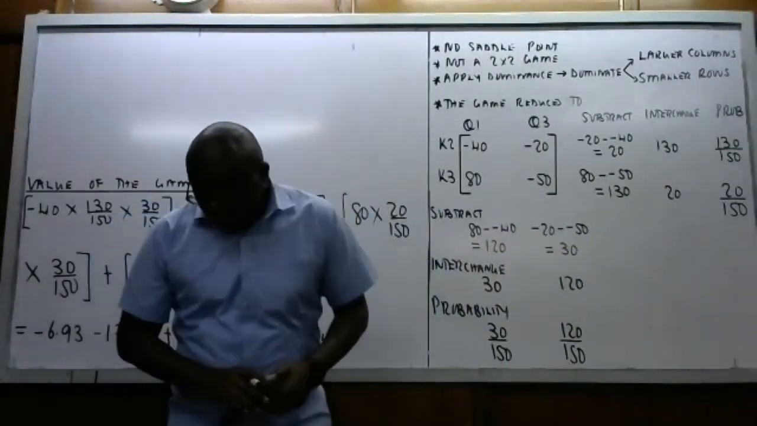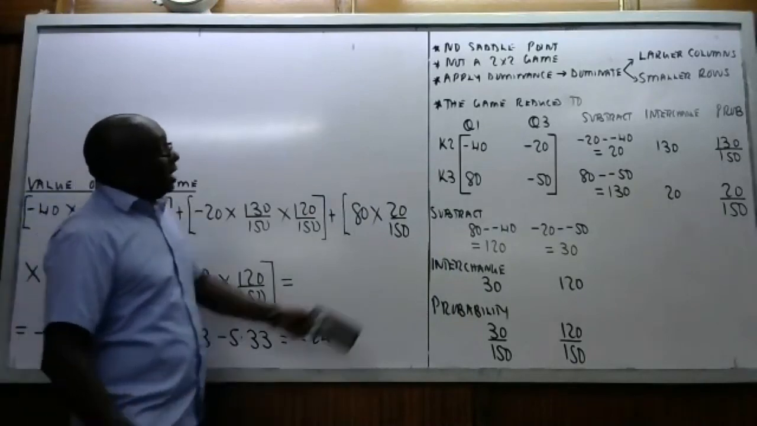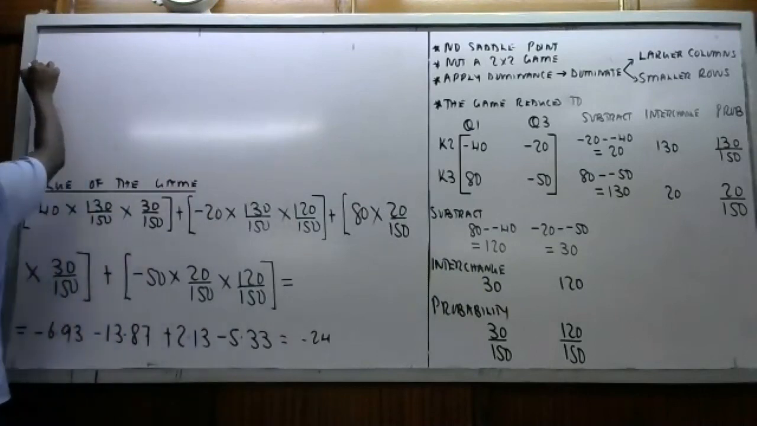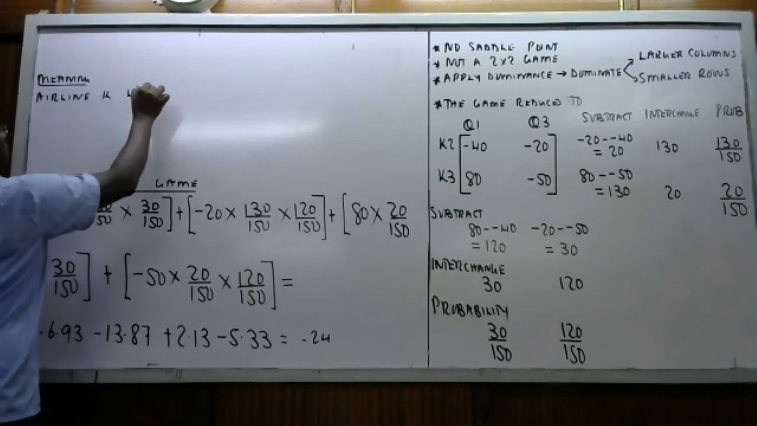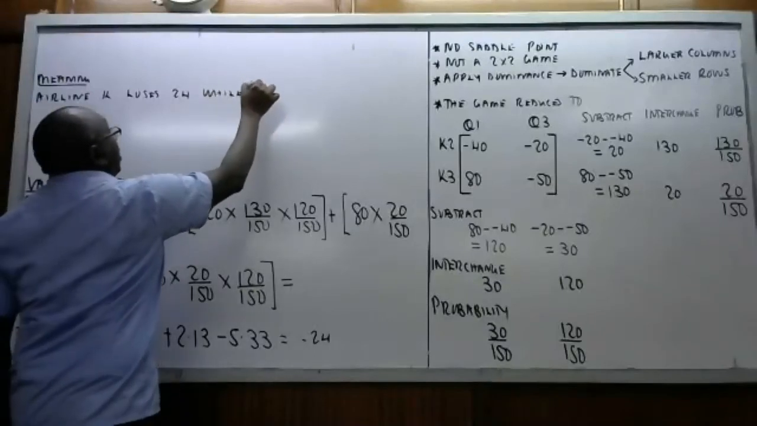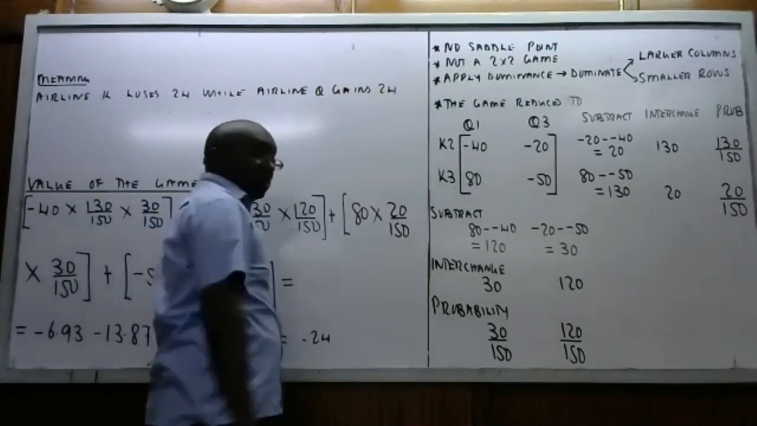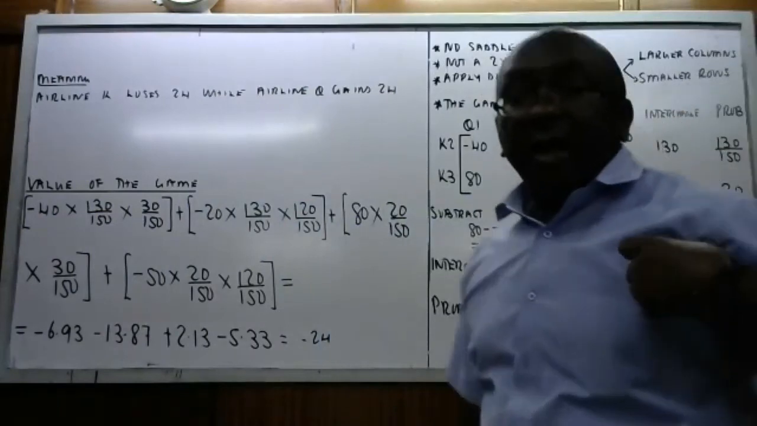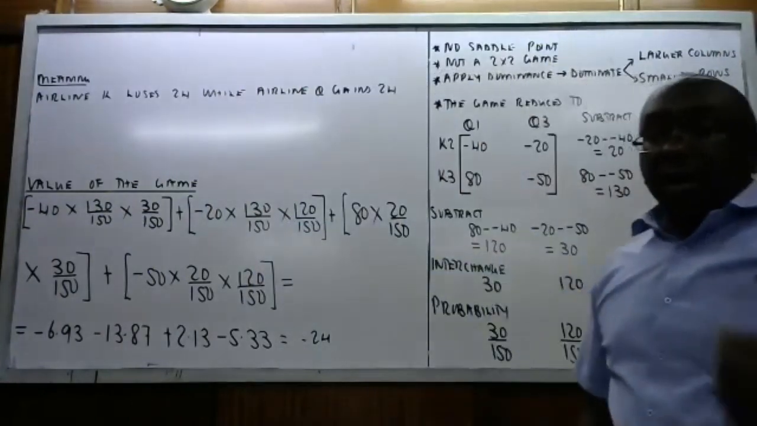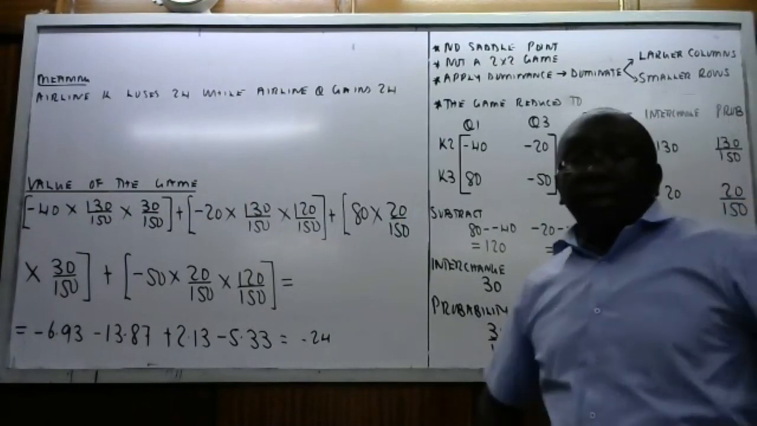So what does that mean? The meaning is because it is negative, it is a gain to AR in Q. So the meaning of that is that AR in K loses 24 while AR in Q gains 24. That is the interpretation. AR in K we lose because it is negative. AR in Q will gain.